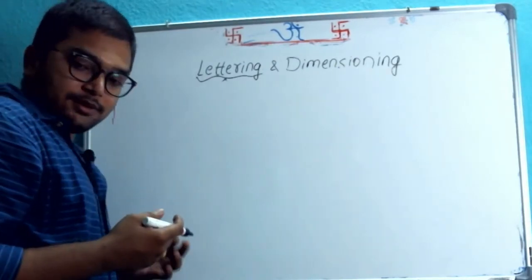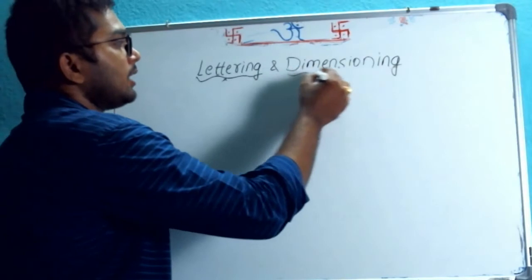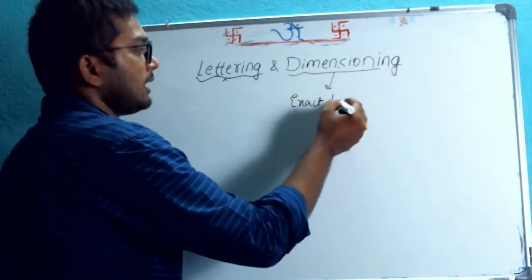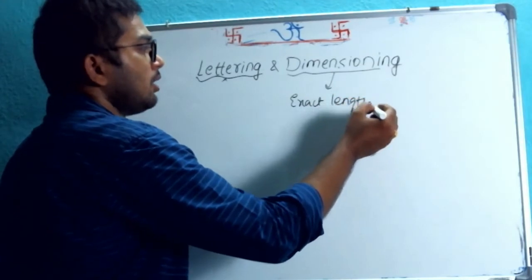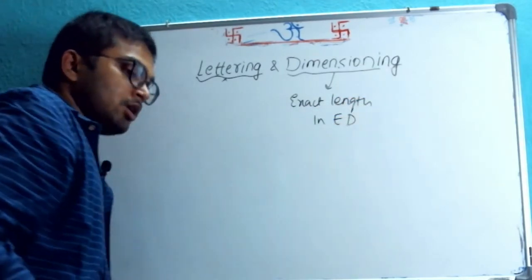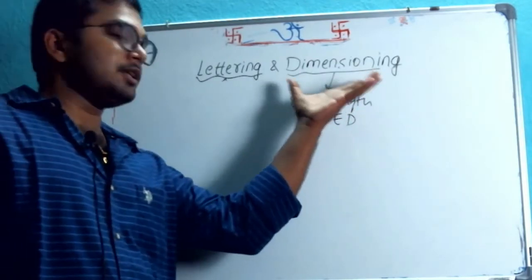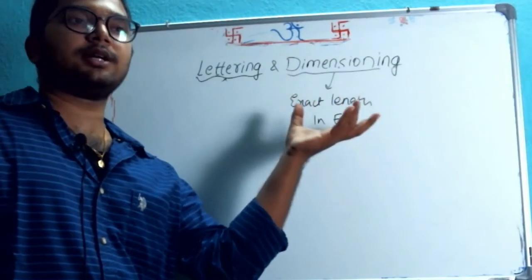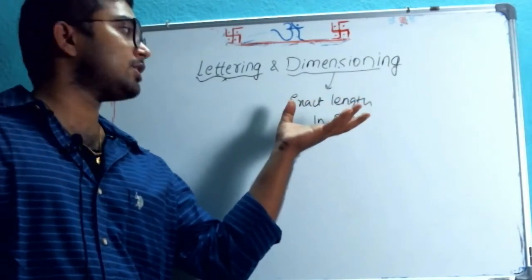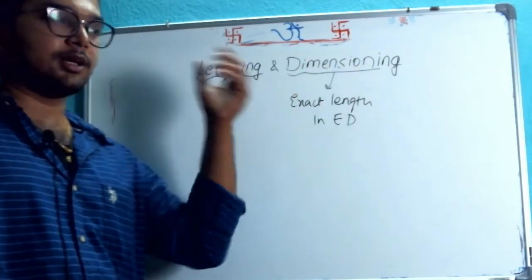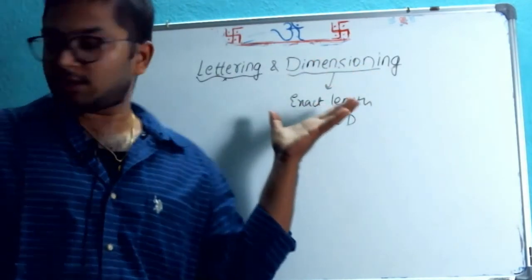So the purpose of dimensioning is to represent the exact length of a feature in a given engineering drawing, or to represent what that feature is all about. Let's say it is a hole, or some machining, or some kind of special feature. Whatever it is, we represent it using dimensioning, mainly for geometrical features.